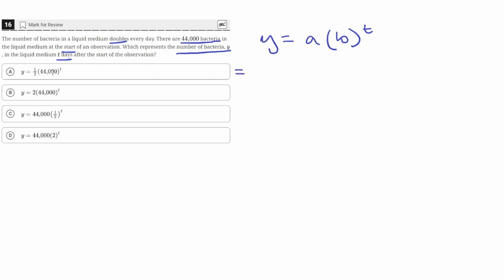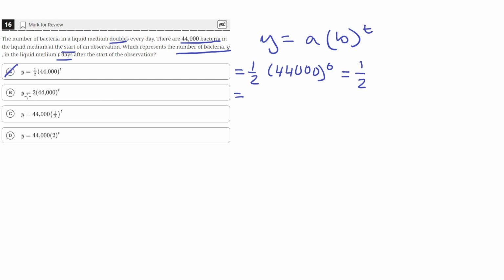When t is equal to 0 here, we get 1/2 times 44,000 raised to the 0. Any quantity raised to the 0 power is equal to 1. So this will just reduce to 1/2 times 1, which is just equal to 1/2, which is incorrect because there should be 44,000 bacteria at the start of the observation when time t equals 0.